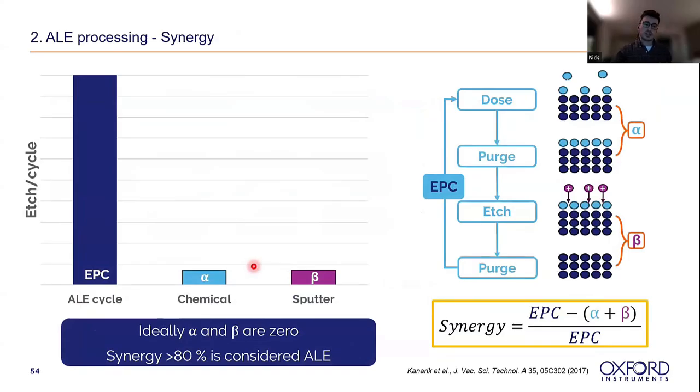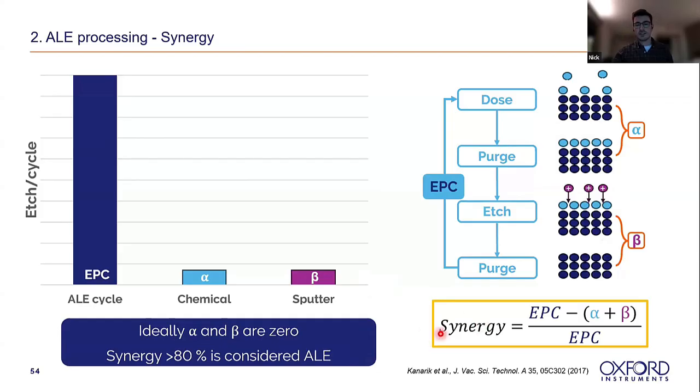You also need to check the synergy of your ALE process, and this basically dictates how ideal an ALE process you have. In an ideal situation, if you just did your dosing modification step, you shouldn't get any etching because it should form this modified surface and then stop. And similarly with the etching step, if you don't perform any chemical modification, you shouldn't get any etching of the bulk material. In practice, many processes don't have 100% synergy because they're not fully perfect. But typically we would say anything that has a synergy greater than 80% is considered ALE.